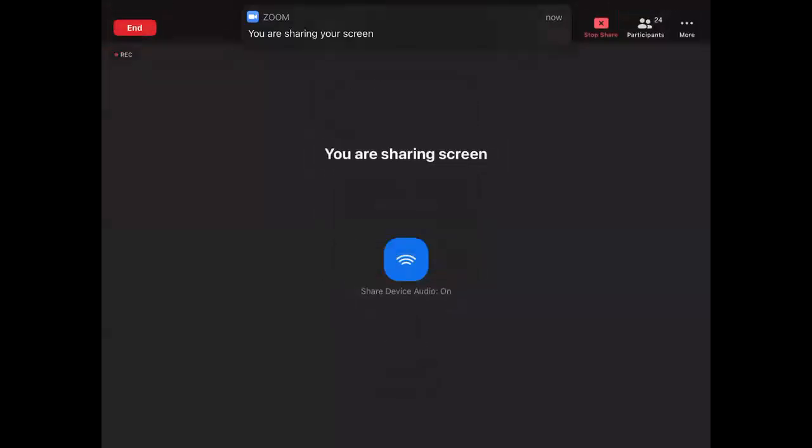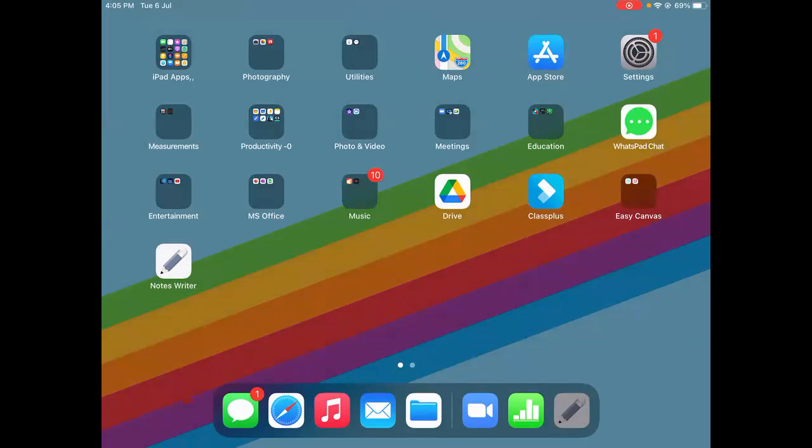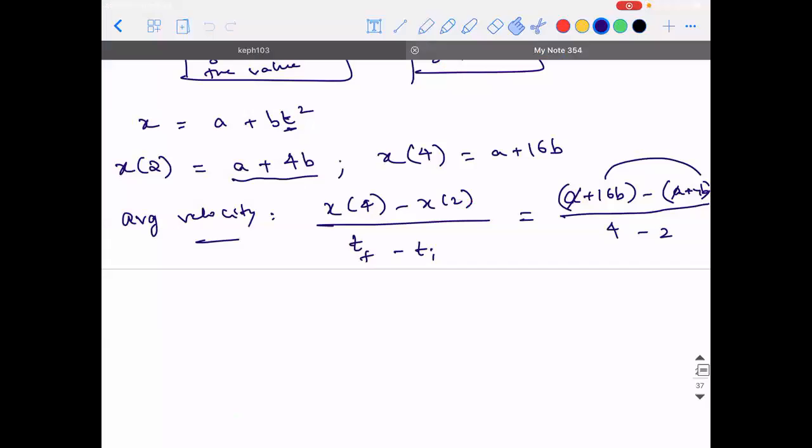Now, so I gave you a problem, right? X is equal to a plus bt cube. Did you get the answer using the methods? Yes, sir. Was there a difference in the methods? Did you get the same answer? There was a difference, sir. Right. So those who have tried would have understood that.